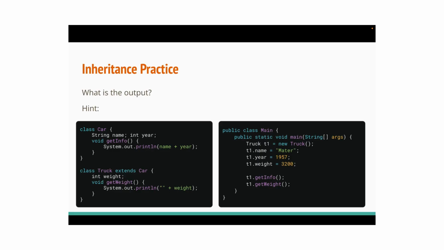All right, let's go over this. When we call getInfo, which is only in the Car class, because Truck extends Car, it automatically inherits this getInfo method. So it's going to print out the name and the year, which have been set to Mater 1957. Next, getWeight is going to print out 3200 because that is a method in the Truck class. So Mater 1957 and 3200.